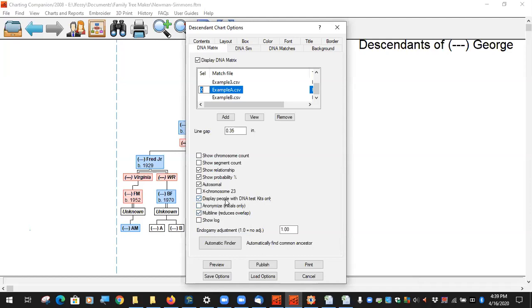This kit is already basically anonymized, but if you were going to post something on a website or a group saying, hey, I've got a problem with this, you can say anonymize it, and then it will just display the initials.